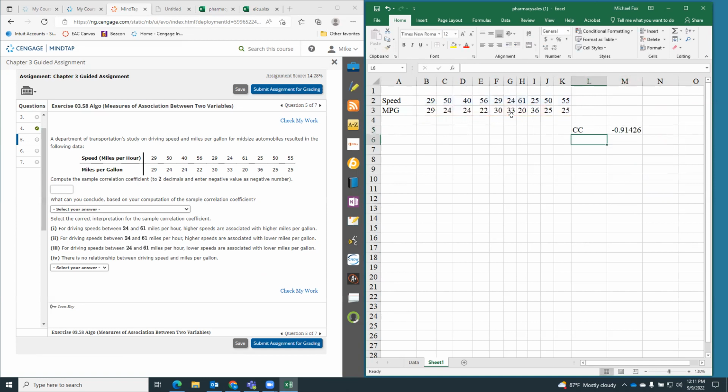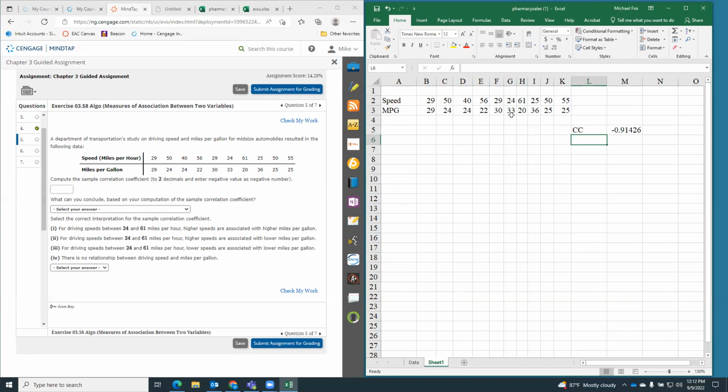And that's going to return a correlation coefficient of negative 0.91426. So remember that correlation coefficient can be any number between -1 and +1. A -1 would mean a perfectly negatively correlated set of ordered pairs, meaning that every time speed goes up, miles per gallon goes down, like perfectly. That would be a -1.